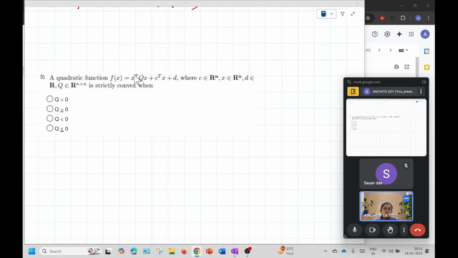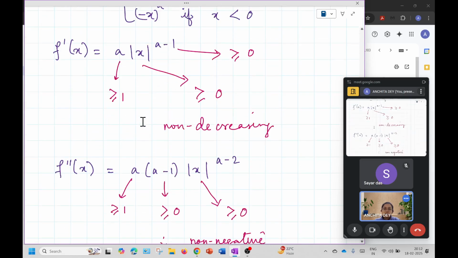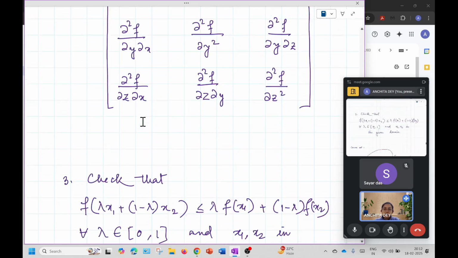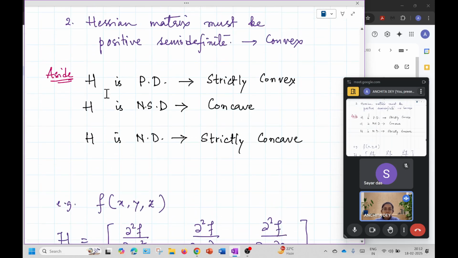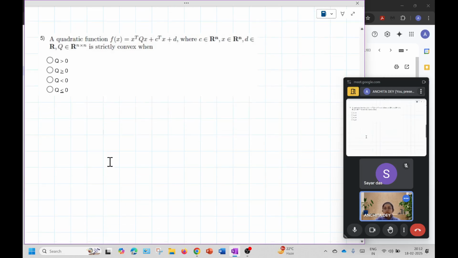Now we want this quadratic function to be strictly convex, right? So what was the condition of strict convexity? If we go back, there were several methods of testing, and out of which we saw that for the strict convexity property, we want the Hessian to be positive definite. So that's what we are going to evaluate now. Instead of doing the Hessian, you can also do simply the double derivative, because here it's just given in a straightforward manner, right?